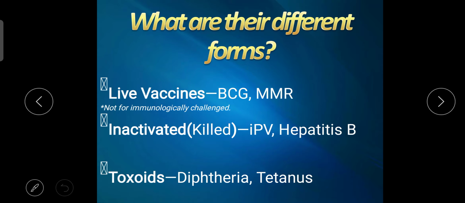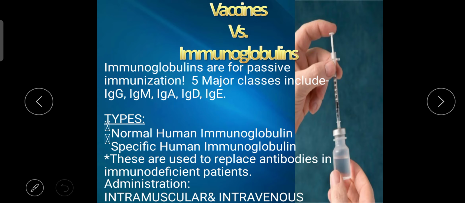IPV means inactivated polio vaccine. Next is immunoglobulins. Immunoglobulins are for passive immunization, and there are 5 types of immunoglobulins, that is immunoglobulin G, M, A, D and E.